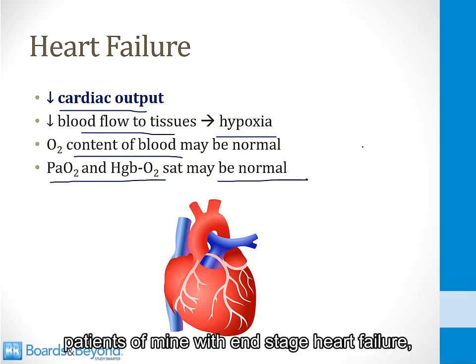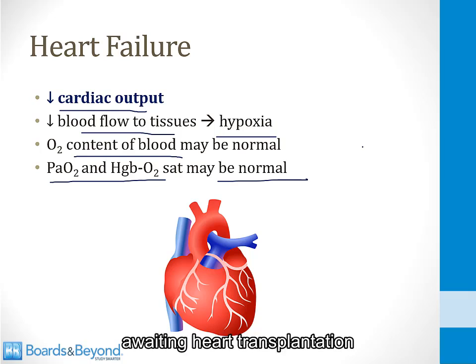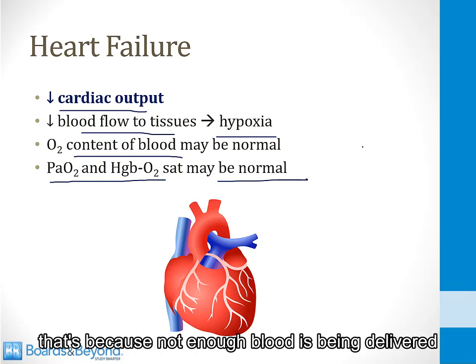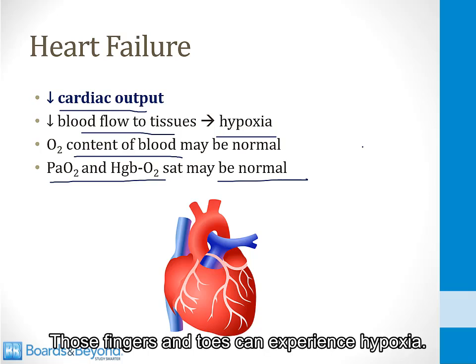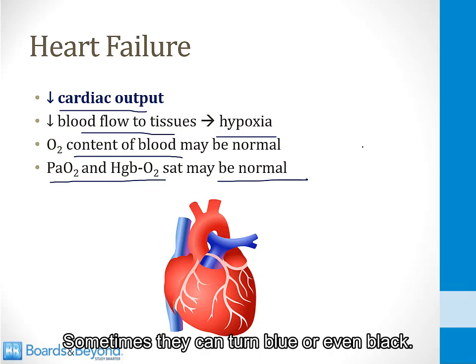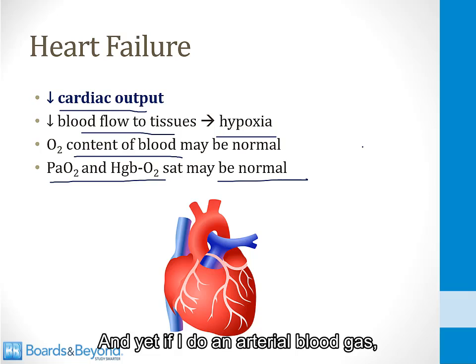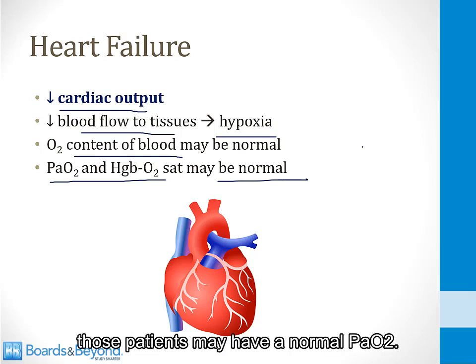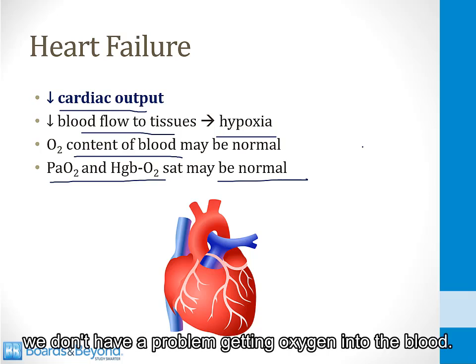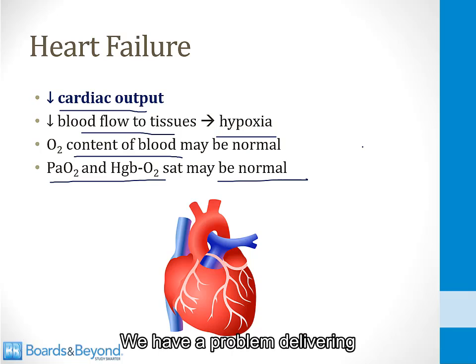So for example, patients of mine with end-stage heart failure awaiting heart transplantation can have cold fingers and cold toes. That's because not enough blood is being delivered to those distal parts of the body. Those fingers and toes can experience hypoxia. Sometimes they can turn blue or even black. And yet, if I do an arterial blood gas, those patients may have a normal PaO2. So in those scenarios, we don't have a problem getting oxygen into the blood. We have a problem delivering the oxygen in the blood to tissues.